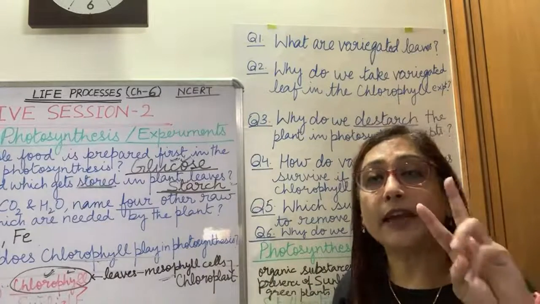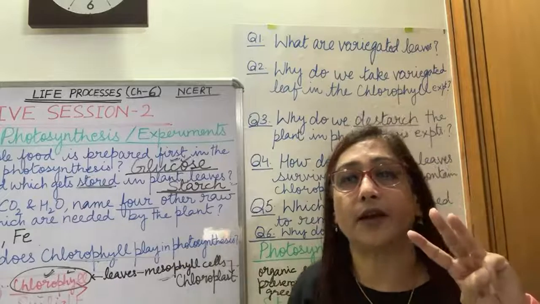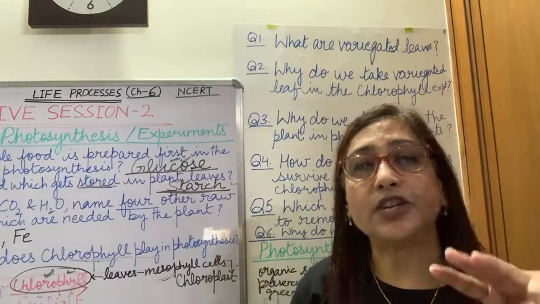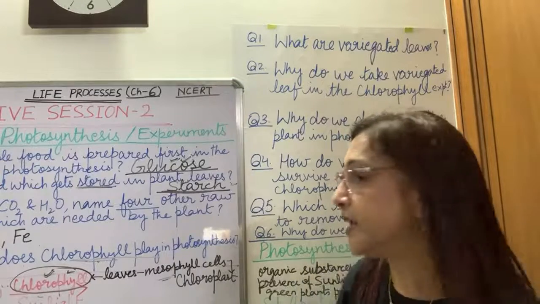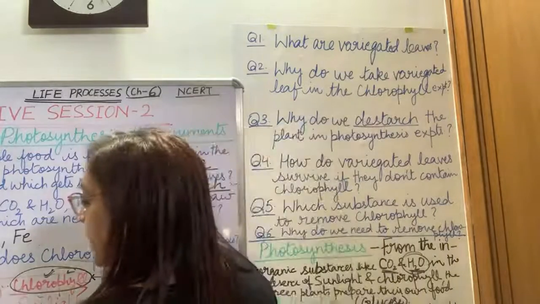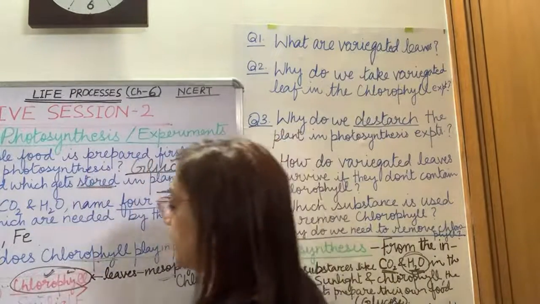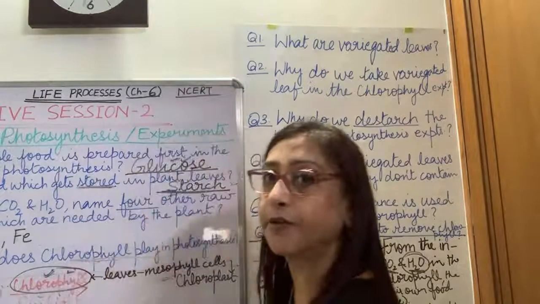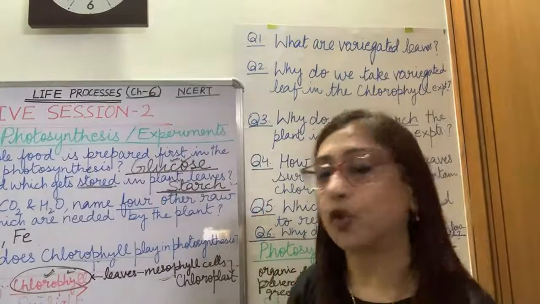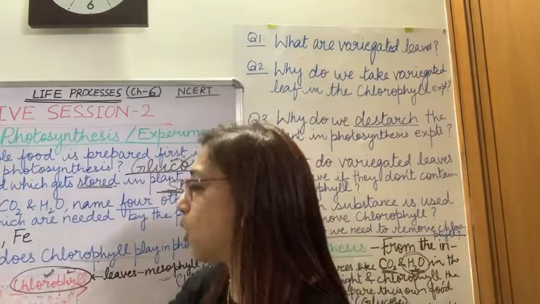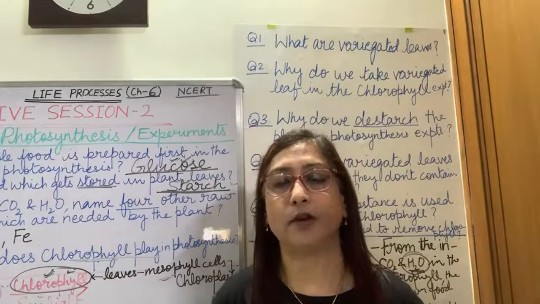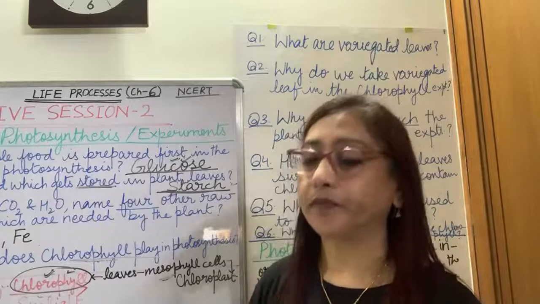And what were the 3 photosynthesis experiments that we have done? Actually, we had proved the conditions which are necessary for photosynthesis. We had proved that carbon dioxide is necessary for photosynthesis. We had proved that chlorophyll is necessary for photosynthesis, and we had also proved that sunlight is necessary for photosynthesis. Only the water part we did not take up as an experiment, which is not required at this level of class 10.